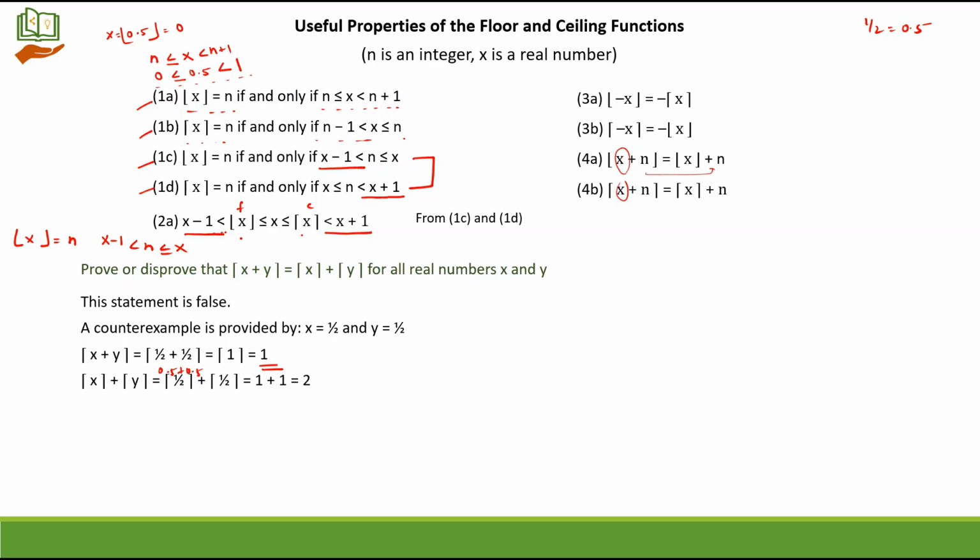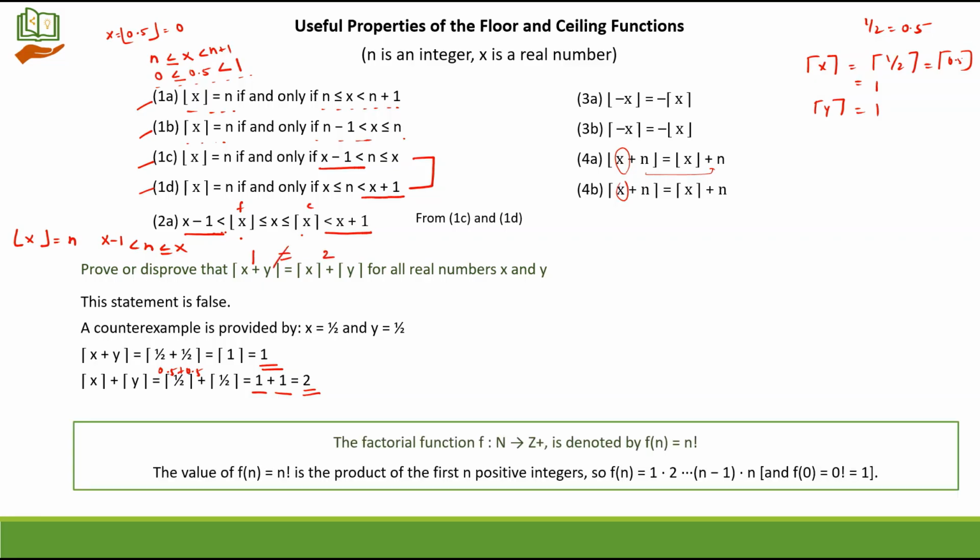Now let's take x separately. What is ceiling of x? Ceiling of 1 by 2 or ceiling of 0.5 is equal to 1. So x is going to have the value of 1. Similarly, y will also have 1. What is 1 plus 1? It is equal to 2. Now we know this is 1 and this is 2, but it is not equal. So we have disproved this statement and said that both are not equal.